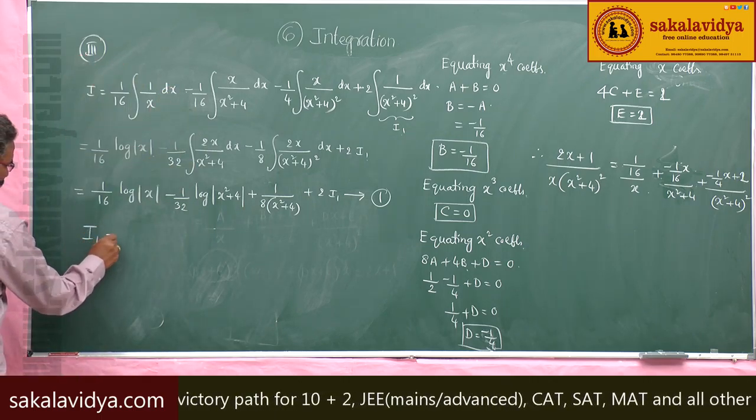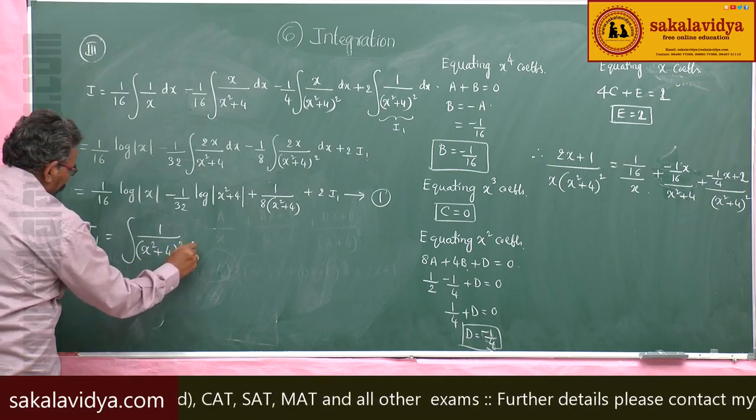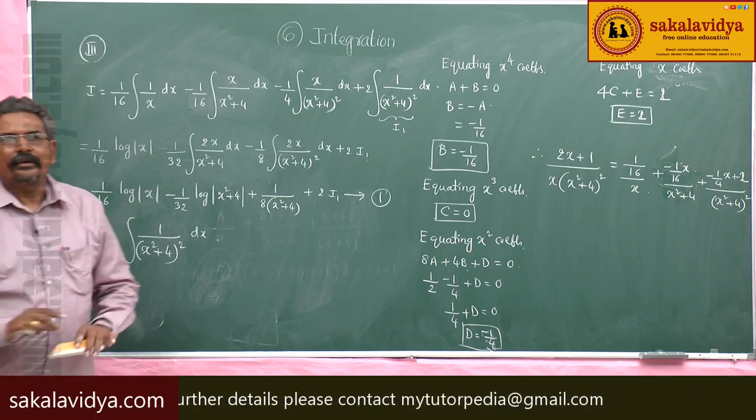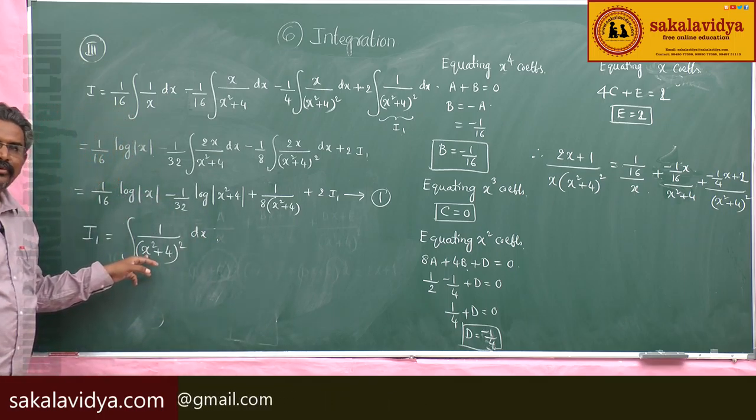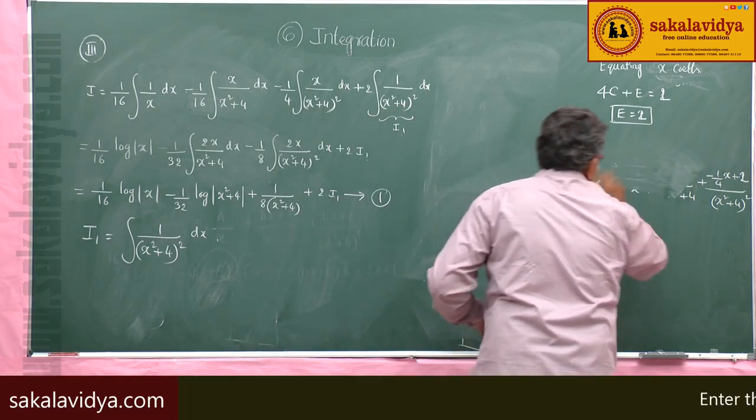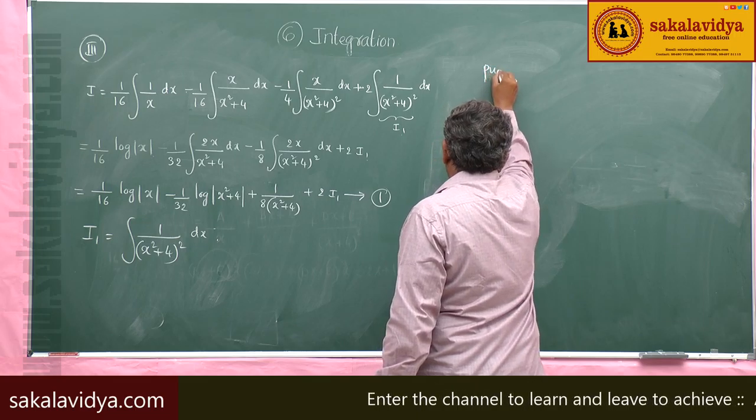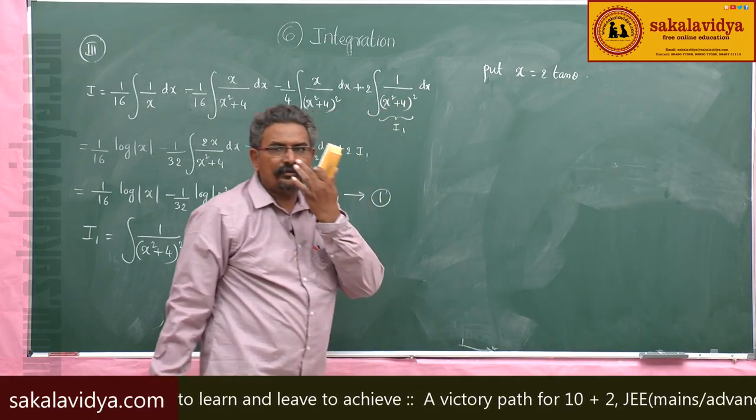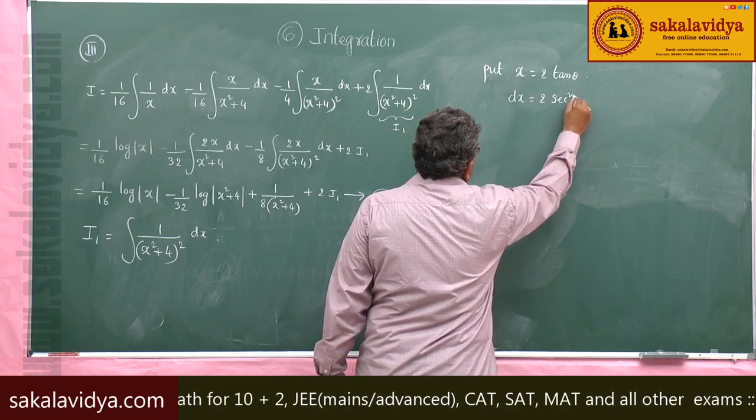I 1 is integral 1 by x square plus 4 whole square dx. This is in the form of 1 by x square plus a square dx. Whenever such type of problem is there, put x is equal to a tan theta. Here put x is equal to 2 tan theta. Differentiate both sides with respect to theta. So, dx is equal to 2 secant square theta d theta.